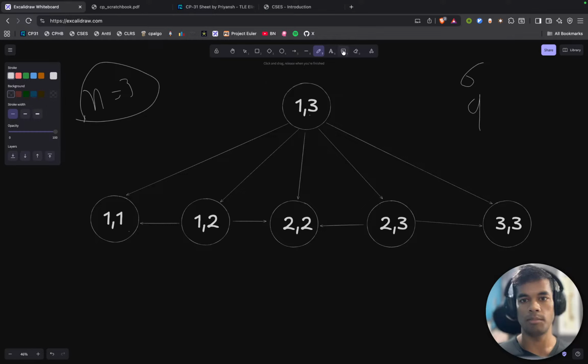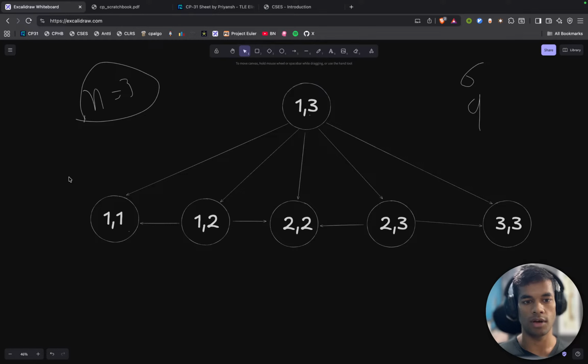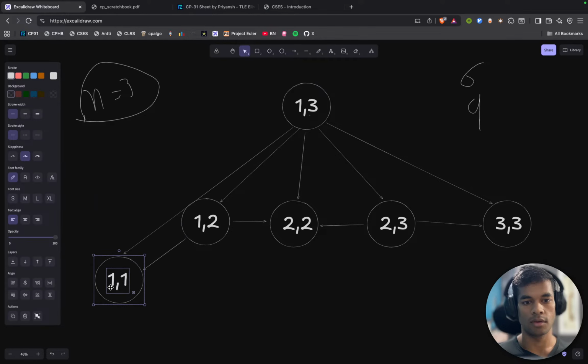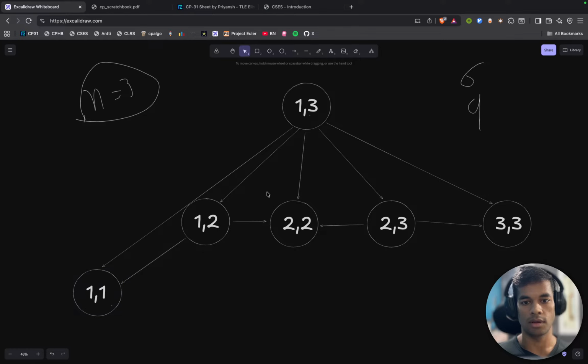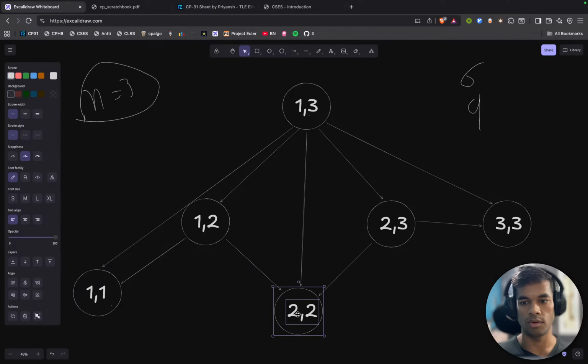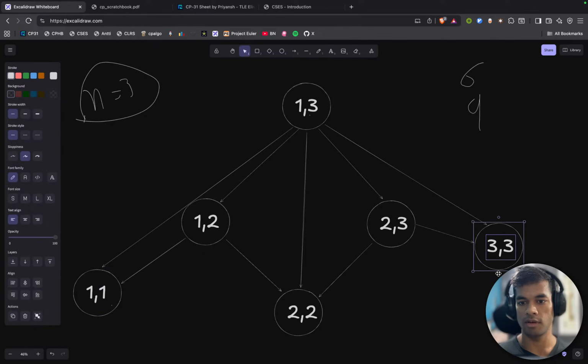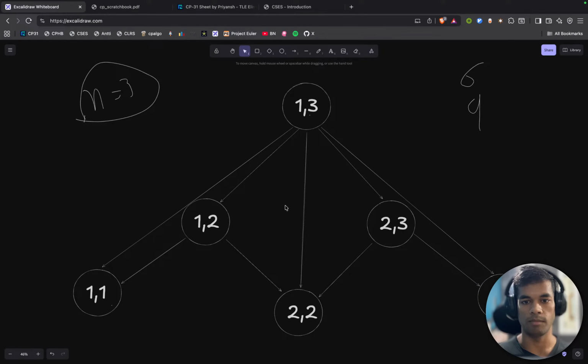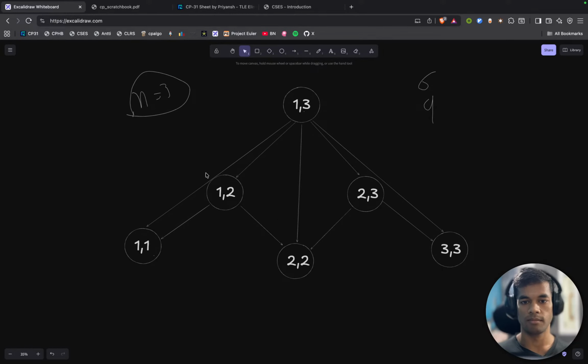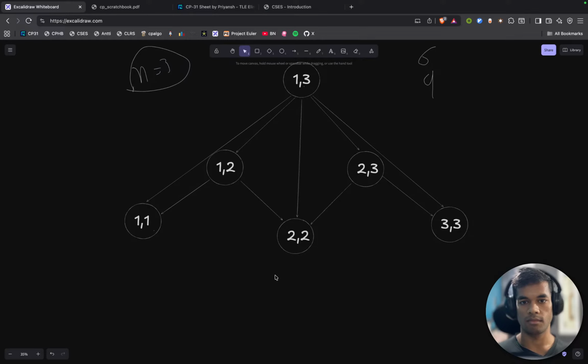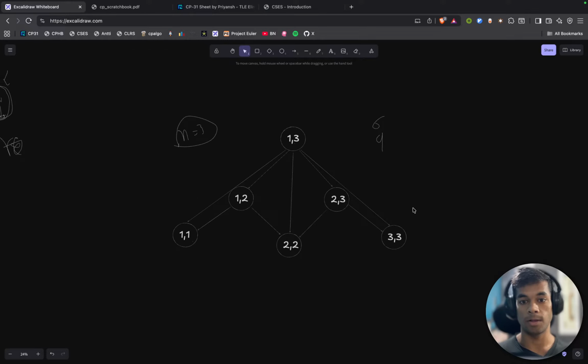I guess a better representation would be if I move these things below, somewhat like this, and this thing can also go down because that is a base case. This thing can also go down. That is good. And yeah, that looks cool.